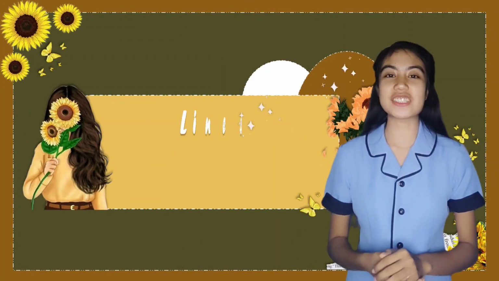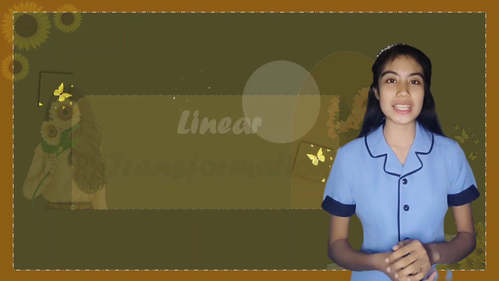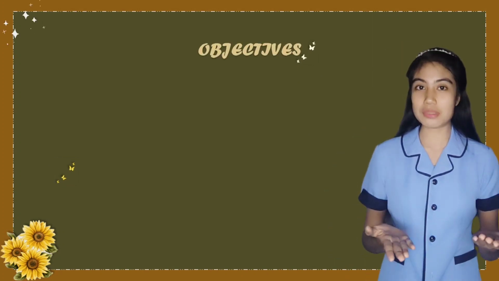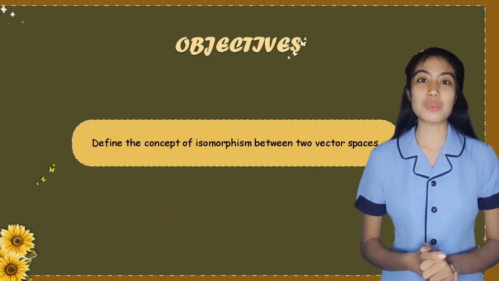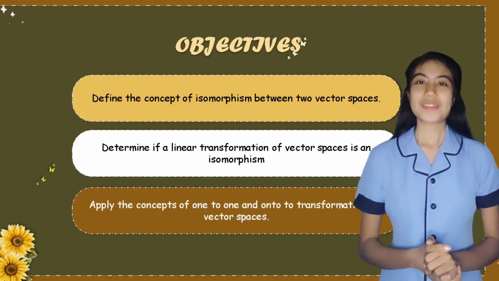Amen. Good morning, class. We are the reporters from Group 2 and I am here to discuss one of the topics in linear transformation that we will cover, which is the isomorphism of vector spaces. And before we proceed to our lesson, let us have first the objectives so that we will be guided as we go along to our discussion. Everybody, please read. Thank you.